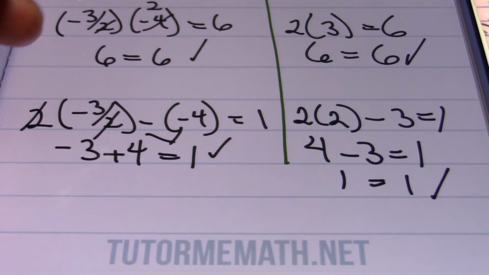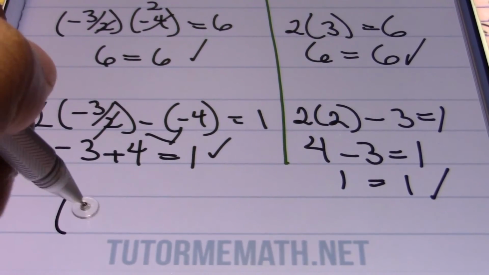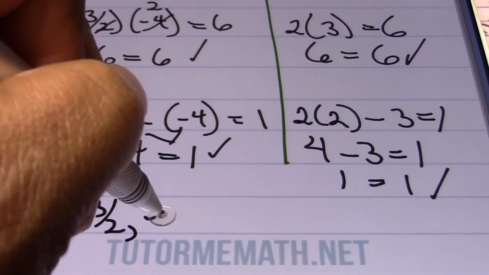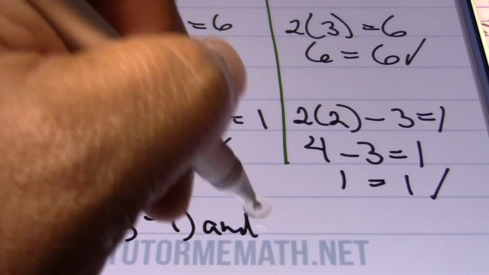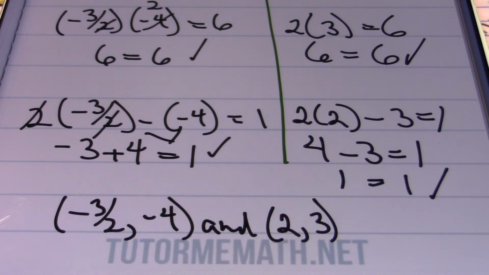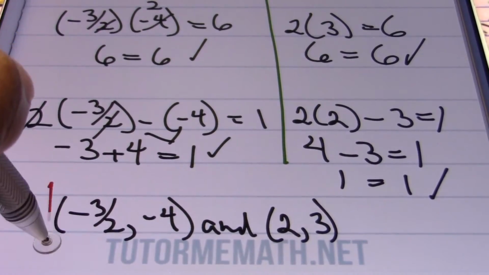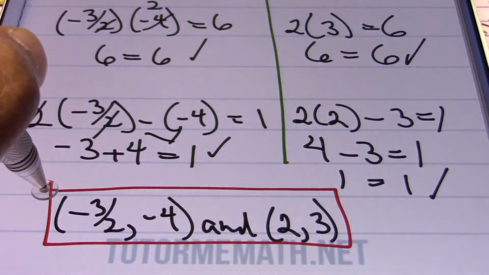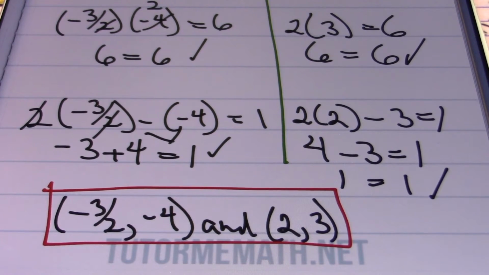Let's go ahead and write our answer. We'll have the point -3/2, -4, and the point 2, 3. They both work in the original system, and therefore they're both the answers to this problem. Red boxing it. And that's right, protecting our answer from the evil villains that would try to take it away. There you go. That's problem number 2.